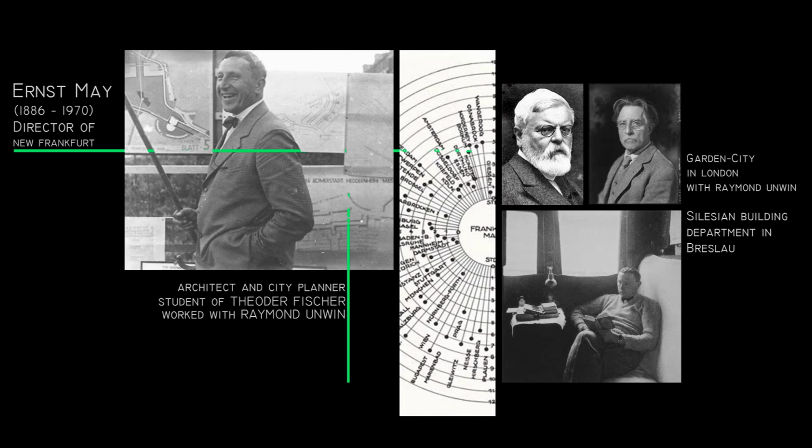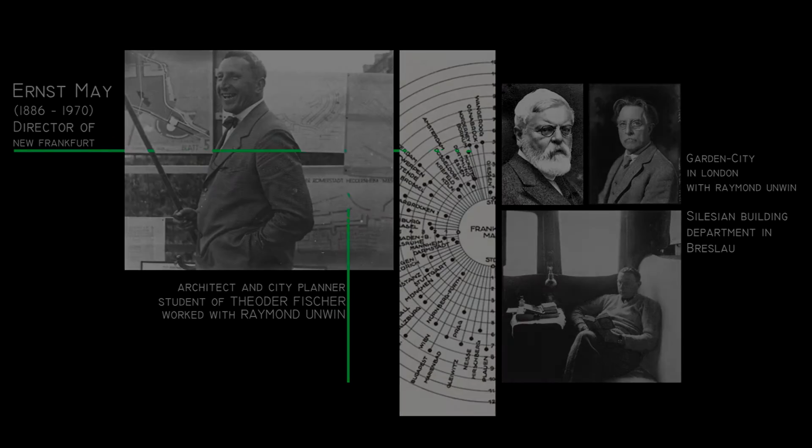Ernst May is an architect, also a city planner. He graduated from the Technical University of Munich. May was a student of Theodor Fischer. He also worked on the garden city concept with Raymond Unwin in London. Theodor Fischer and Raymond Unwin were known for their remarkable garden city ideas. Ernst May used their ideas about the city concept in the Frankfurt on the Main project.